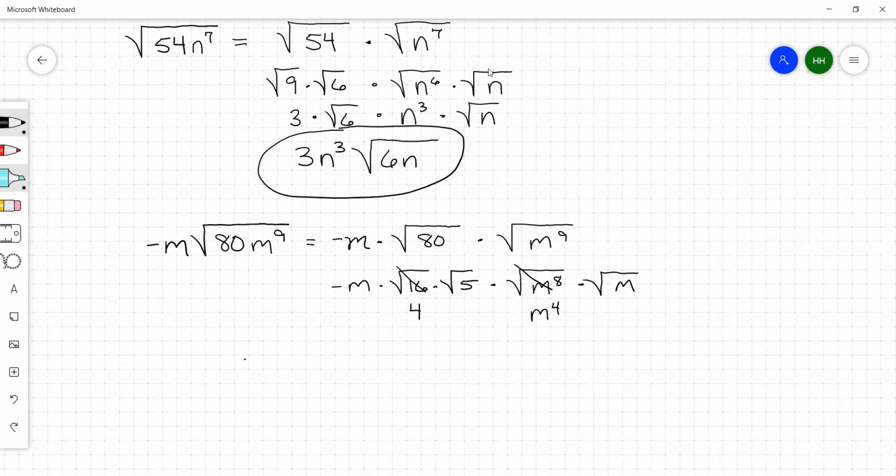And now we're going to put everything back together. The first thing we got is this negative 1 in front of the m. This negative 1 in front of the m times the 4 gives us a negative 4. And then we've got an implied m to the 1st times m to the 4th, and we get an m to the 5th. And that's everything that's not underneath the radical. And then we handle what's underneath the radical. That's a 5 times an m, which is 5m. And there's your simplest form.